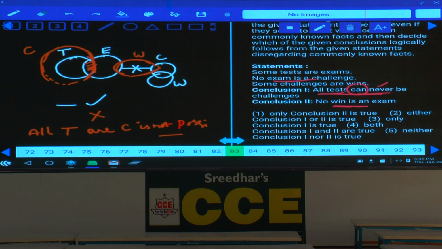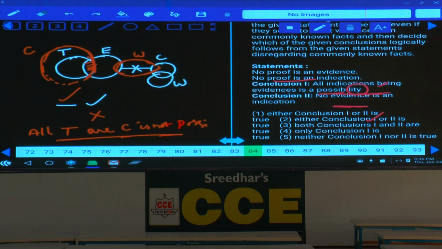For me it is not possible. All tests or challenges is not possible. His claim is also that all tests or challenges is not at all possible. Then what is your answer here? Only conclusion 1 is true, choice 3 is the answer. Followed? Here his claim is all tests or challenges is not possible. For me also all tests or challenges is not possible. Hence whatever his claim, it is true.